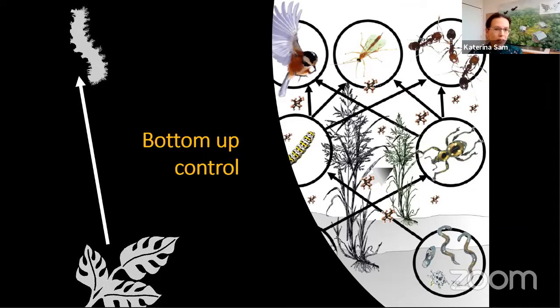And this aspect is called the bottom-up control. Generally, it is the idea that plants by themselves, by production of huge amounts of biomass and by having their own defenses, are controlling the higher trophic levels.